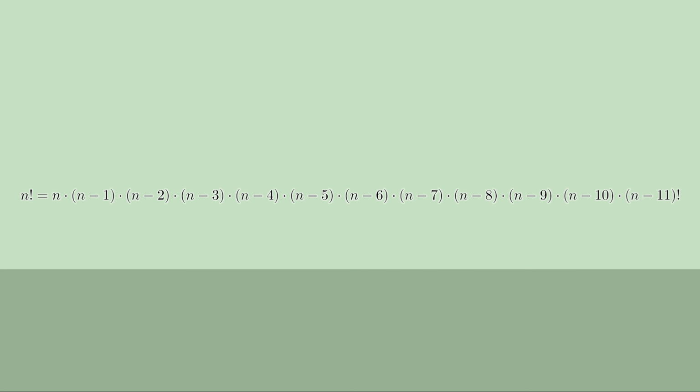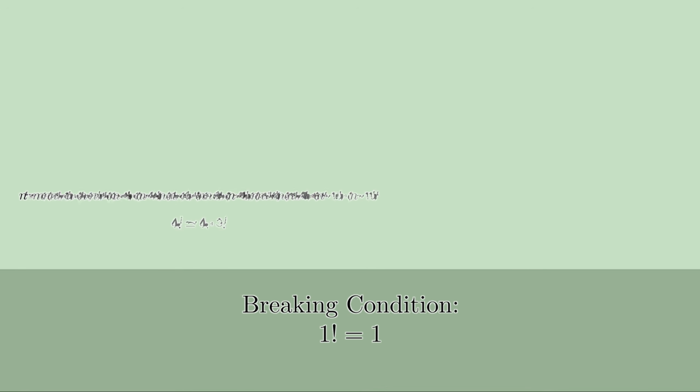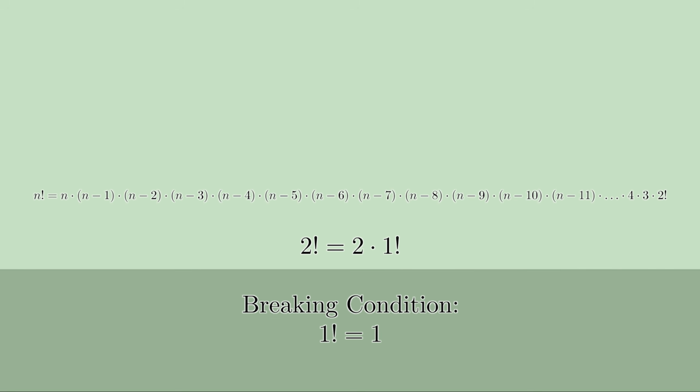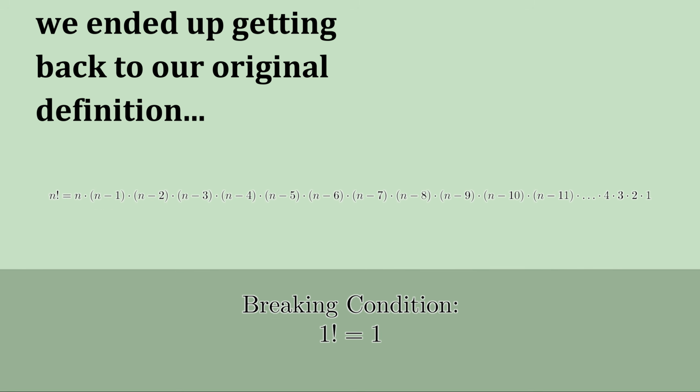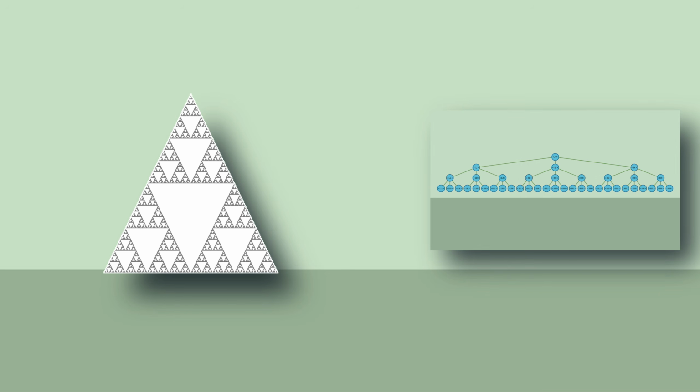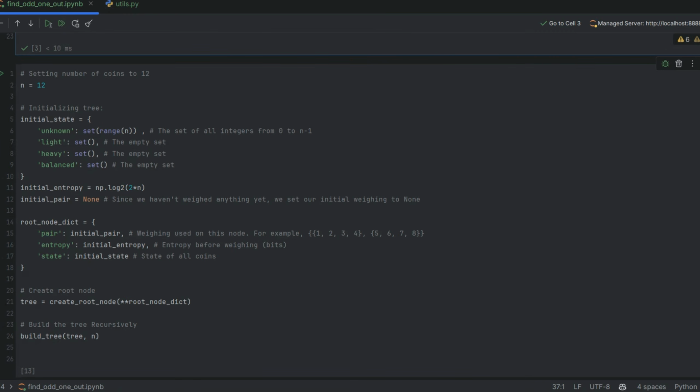So what we need to do is to introduce an initial condition, also known as a breaking condition. In our case, we know that 1 factorial is 1, so once we reach 1, we can break the recursion and get our final result. And while it's useful for solving mathematical equations, it's also useful for other problems, such as drawing fractals, or in our case, constructing a tree. Anyways, let's get to our code.